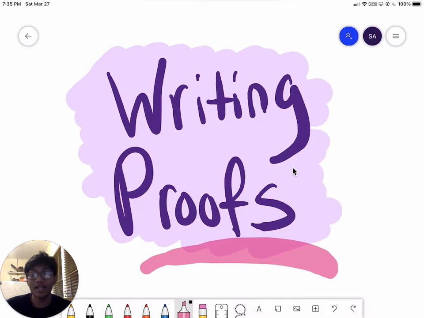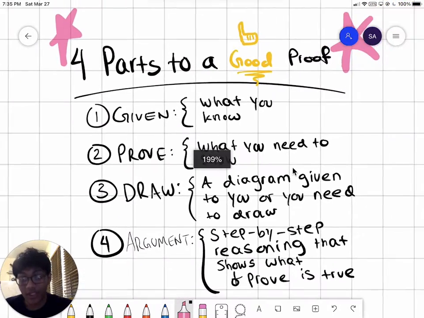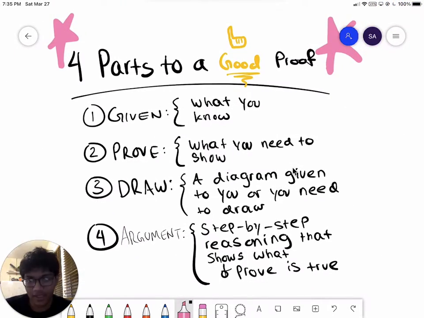Alright folks, so welcome to the flipped classroom for writing proofs. Today we're going to actually investigate how to mathematically write proofs. So we're going to begin with the 4 parts to every good proof. So let's check out these 4 parts.